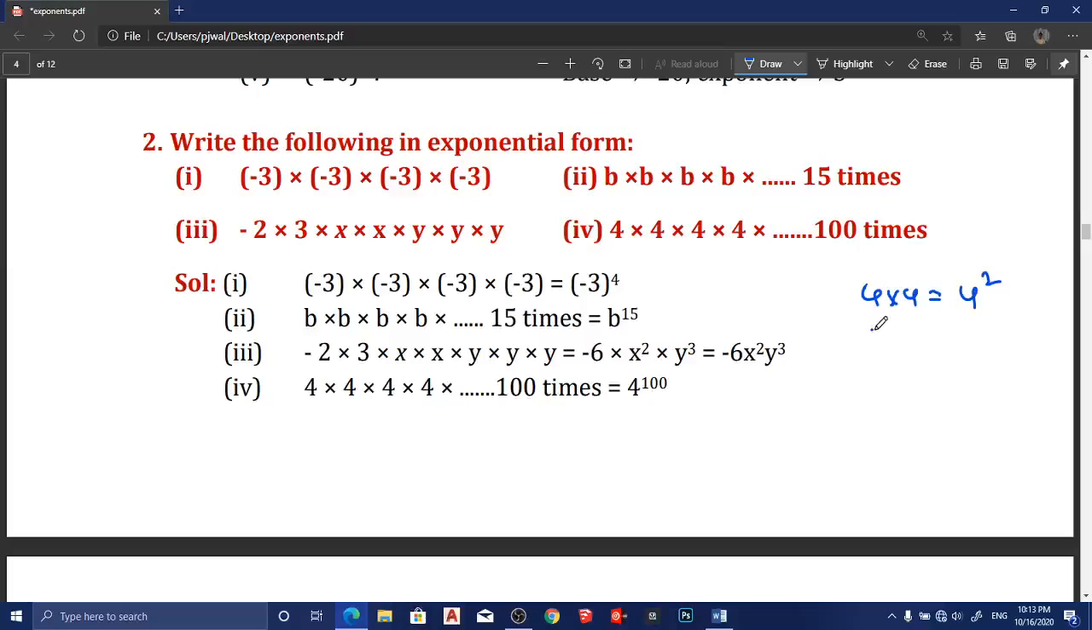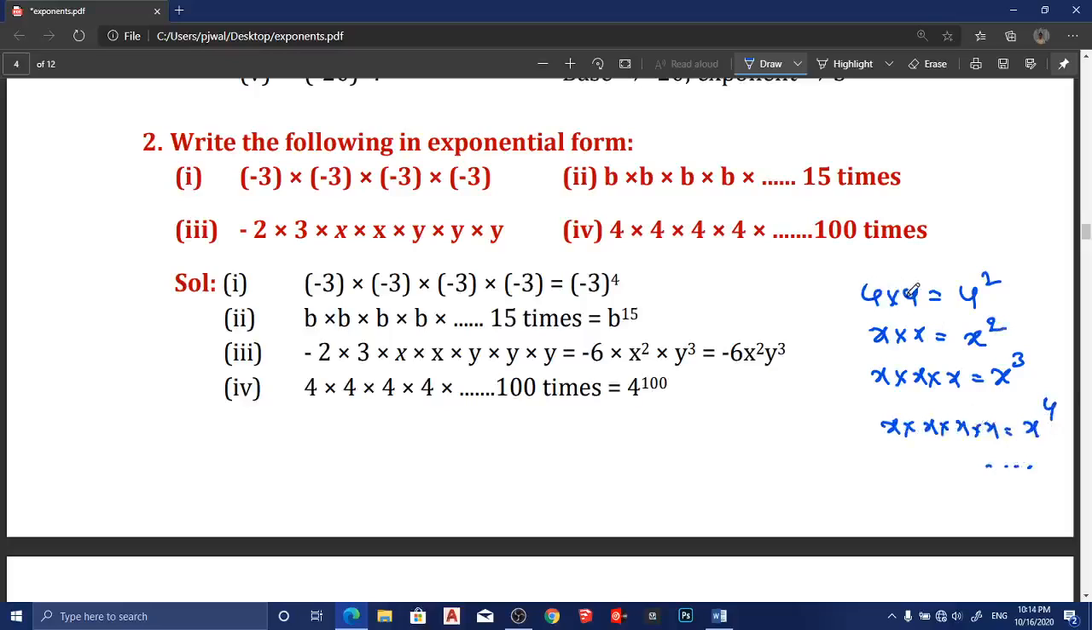Like this, in place of 4 you are writing x here. x into x means you are multiplying two equal numbers, means x square. If you multiply 3 numbers like this, x into x into x, you will get x cube or x to the power of 3. If you multiply 4 numbers like this, x into x into x into x, you will get x to the power of 4, and so on.